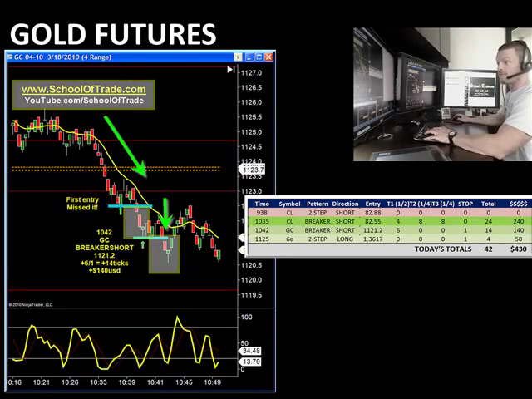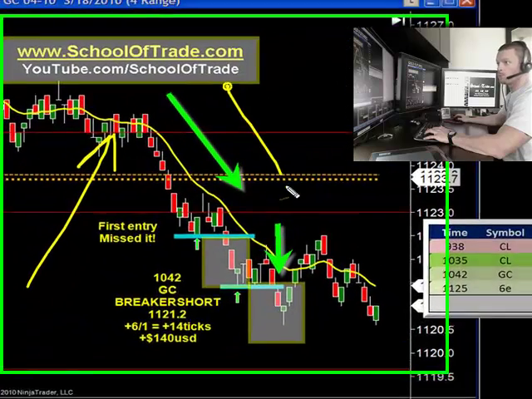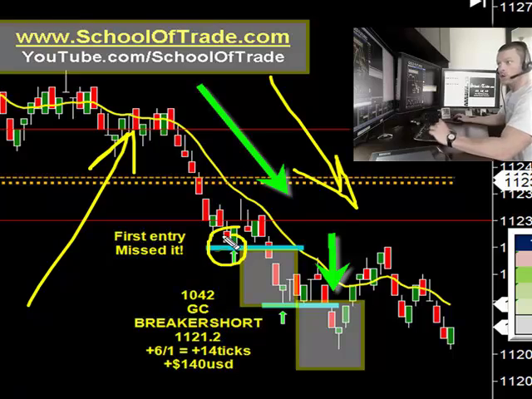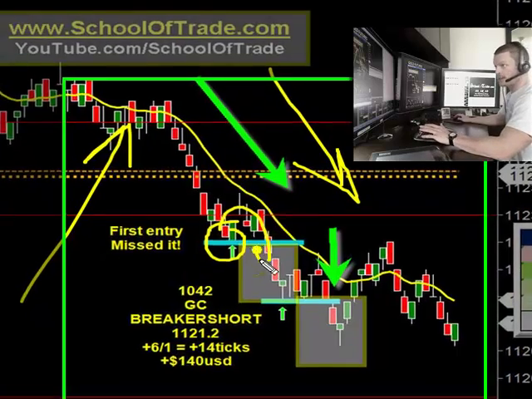Now, of course, the next trade, 1042, about 10 minutes later here on the gold. Now, of course, the gold also has this negative correlation. So the dollar was rising, gold begins to fall. And as you guys can see here once again, we had another first entry. We skipped the first entry because no big sellers there.